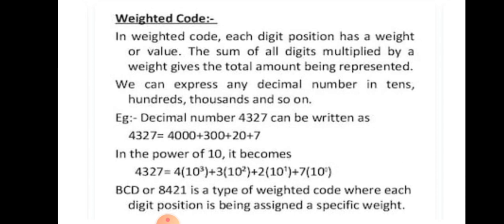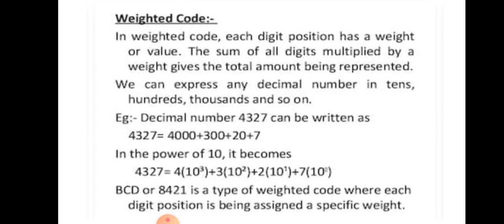Now here we have taken an example of the decimal number 4327, which can be written as 4327 equals 4000 plus 300 plus 20 plus 7. In powers of 10, we can write 4327 as 4 into 1000, that is 10 raised to the power 3, plus 3 into 100, that is 10 raised to the power 2, plus 2 into 10, that is 10 raised to the power 1, plus 7 into 10 raised to the power 0, which means 1.